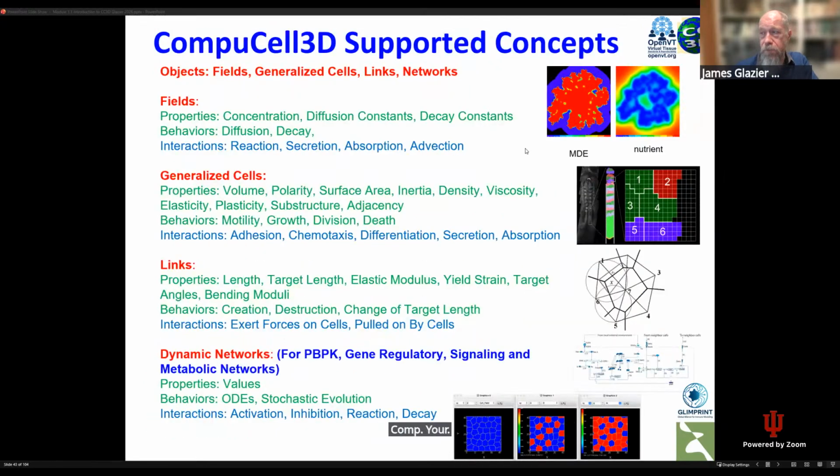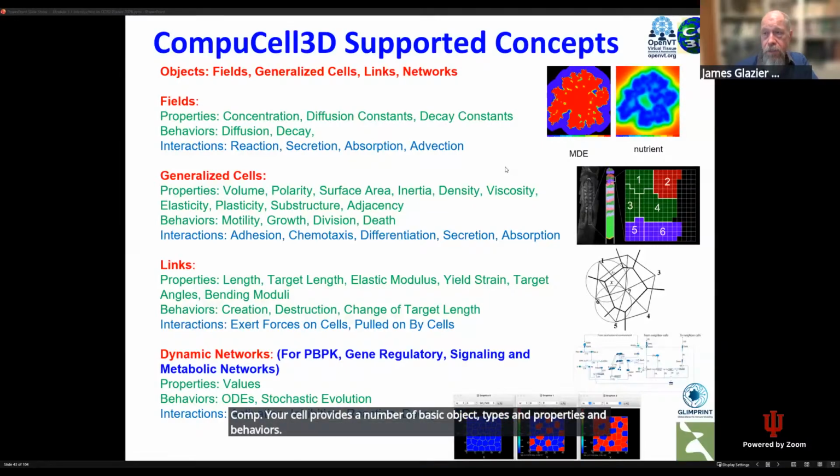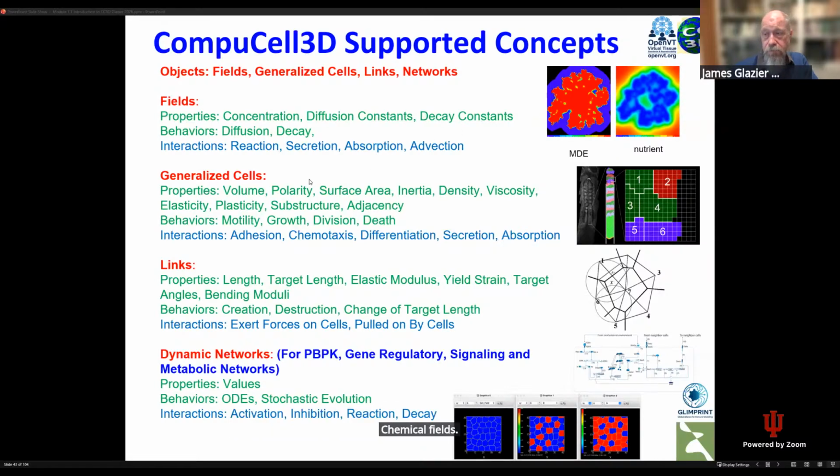CompuCell provides a number of basic object types and properties and behaviors and interactions: chemical fields and their diffusion and decay, and generalized cells, which are basically going to be cells or portions of material, which have things like volume, surface area, compressibility. They can do things like move, grow, divide, or die, can stick to each other, respond to chemical fields in the extracellular environment, differentiate, secrete, and absorb.